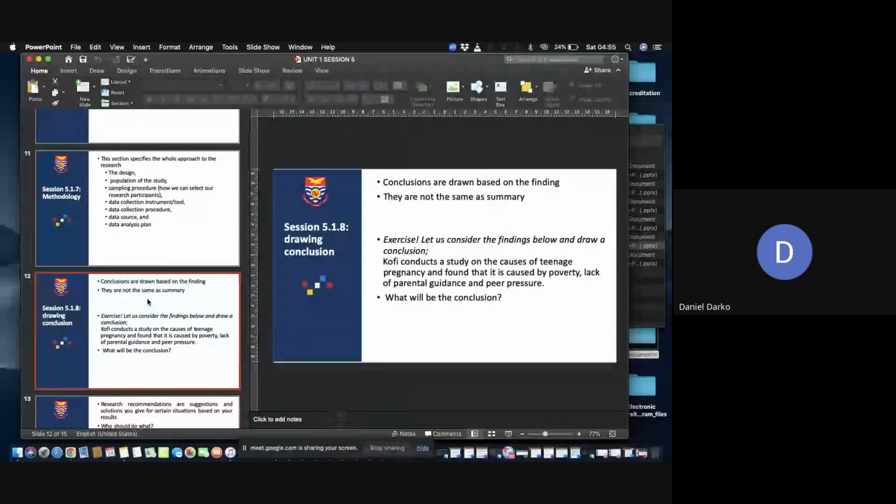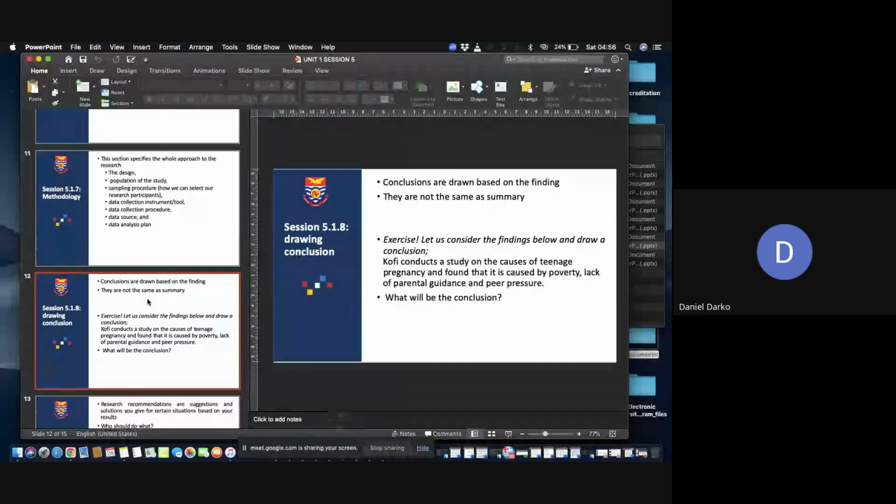Then after you do the methodology, you draw conclusions. Conclusions are drawn based on the findings. Conclusions are not the same as summary. So you should be able to draw conclusions based on the findings. Let's look at an example. Let's consider the following findings below and draw a conclusion.